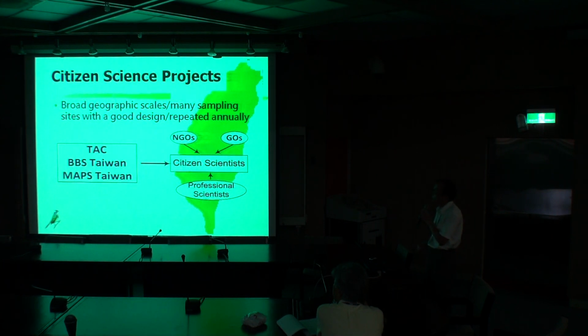Maybe the term citizen science is very fresh to most of you, and now I suppose most of you have a basic idea about it. Here I will introduce three citizen science projects in Taiwan: the Taiwan amphibian conservation project, the Taiwan breeding bird survey, and monitoring avian productivity and survivorship in Taiwan. All three are conducted island-wide with many sampling sites at a very good density, and they are repeated annually. So it's pretty rare in Taiwan.